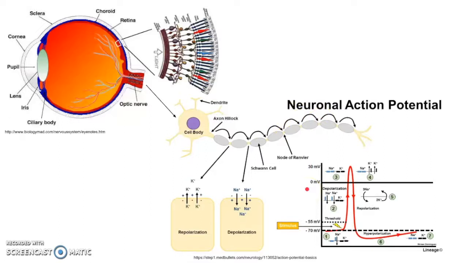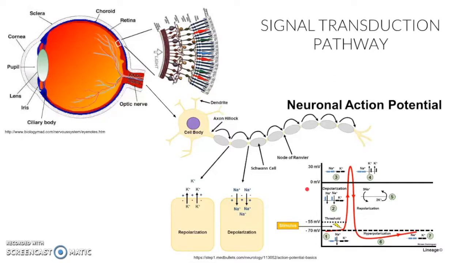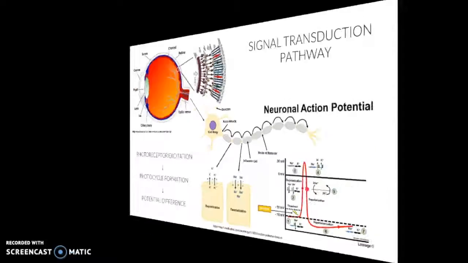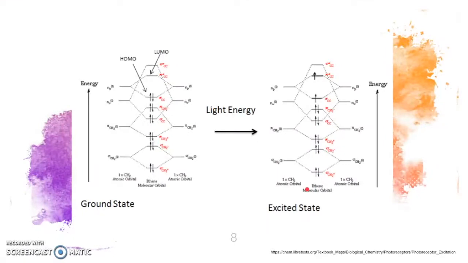To summarize, light striking a photoreceptor triggers a signal transduction pathway in which photoreceptor excitation leads to photocycle formation, which leads to a potential difference and firing in our neurons. The chemistry of photocycle formation is depicted in the following. When light hits the photoreceptors, it excites the valence electrons in alkenes, organic molecules with carbon-carbon double bonds, to a higher energy level. As you can see here, according to molecular orbital theory, one of the valence electrons transitions from the bonding pi orbital to an anti-bonding orbital, which destabilizes the pi bond.